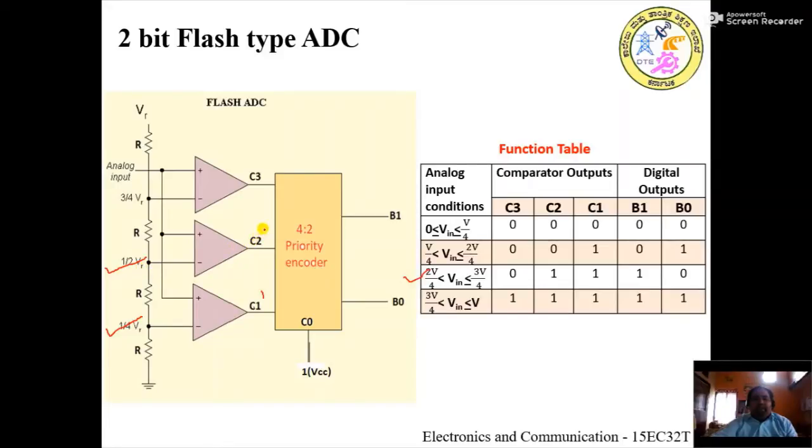So here also you will get 1 here, but the output of the comparison result of C3 will give you 0, because it is less than or equal to 3V by 4. So in this situation, 0 1 1, so here C2 will take the precedence. As per the priority function, C2 will take the precedence, and it results in an output 1 0.